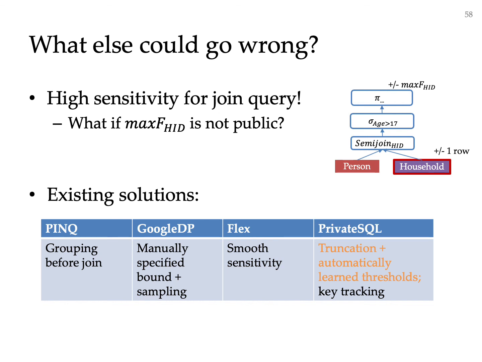For instance, PINQ uses grouping before join to bound the sensitivity for the join operator. The Google DP paper proposed a contribution bounded approach, which manually specifies an upper bound for the join multiplicity. Flex considers using smooth sensitivity, while in Private SQL, the authors use truncation with an automatically learned threshold to solve this problem, which offers a more accurate sensitivity calculation approach.